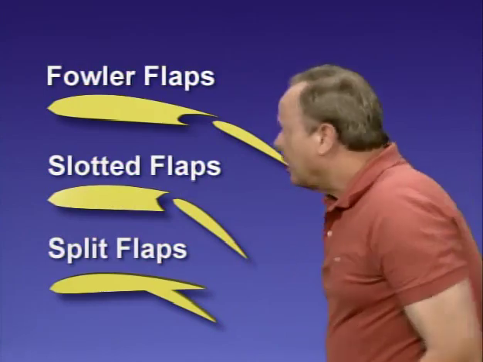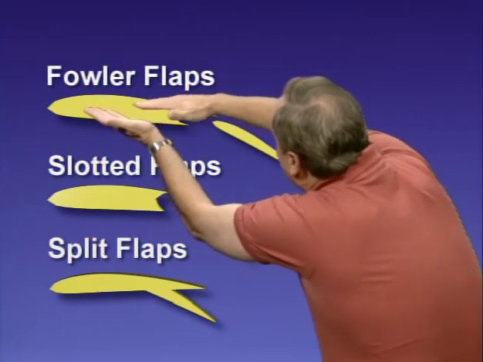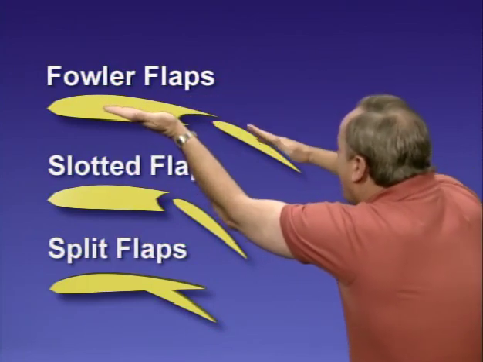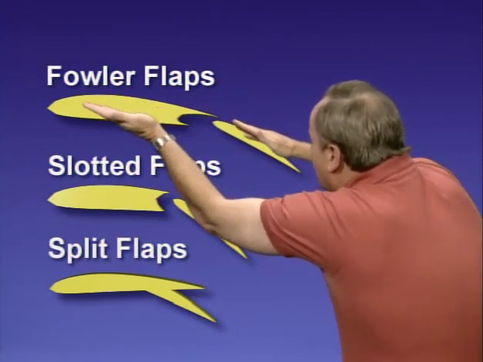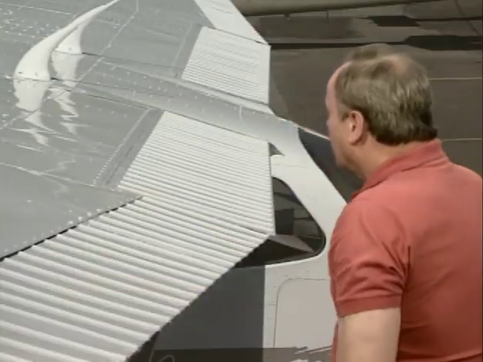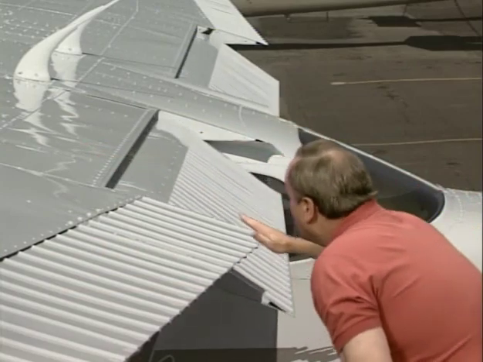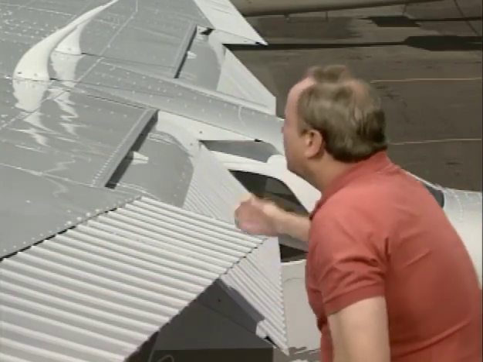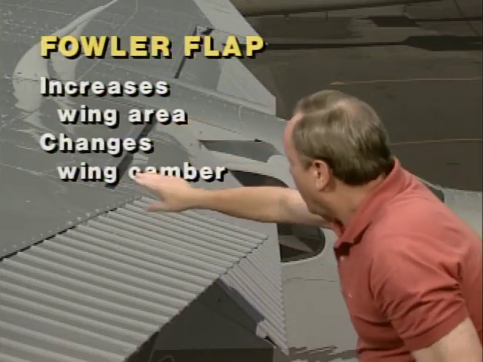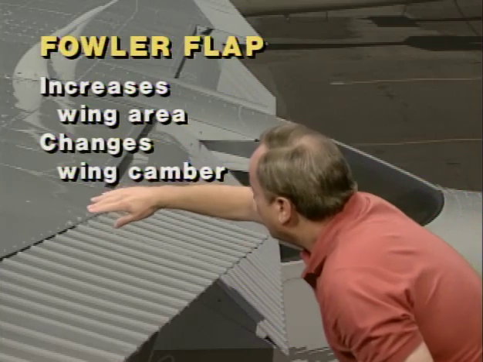And then here is a Fowler flap. Now, a Fowler flap does something very interesting. It increases the area of the wing, because when a Fowler flap goes down, it also goes back and increases the area of the wing, and that is a Fowler flap. Let's take a look at a Fowler flap in real life. Here you have the flap going not only down but back, also increasing the wing area, and that is a Fowler flap. Now, a Fowler flap increases the wing area as well as changing the wing camber, or the shape of the wing, and that increases lift.